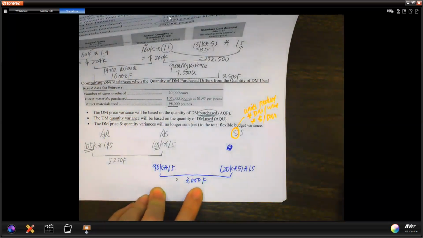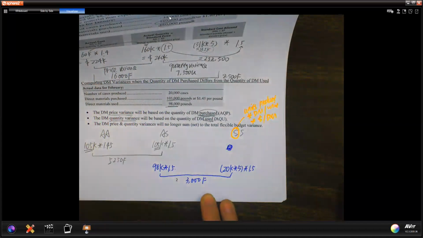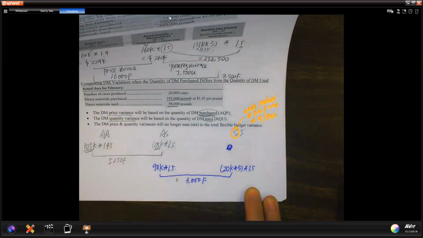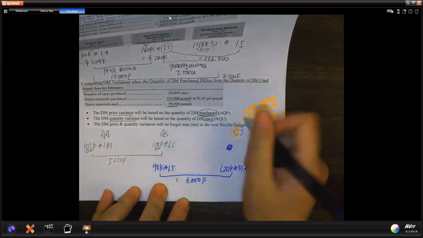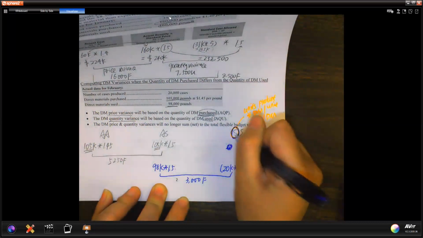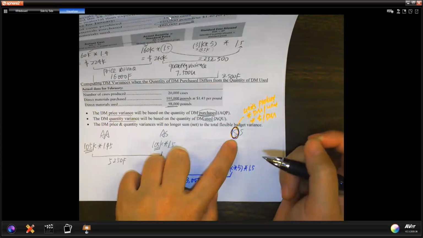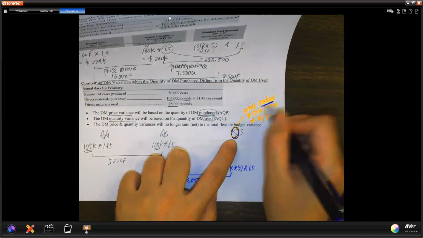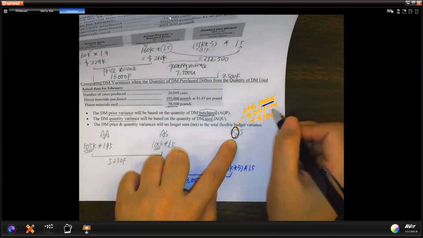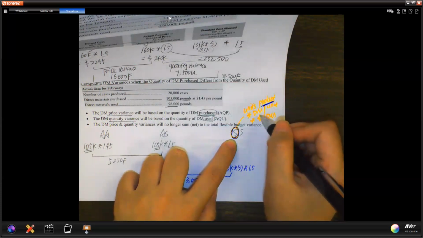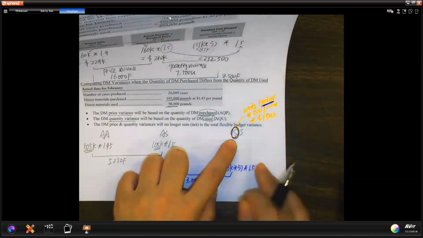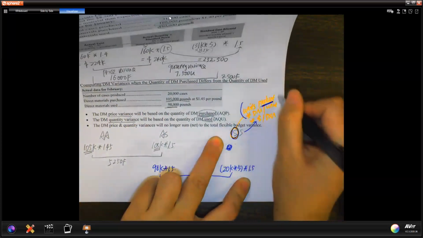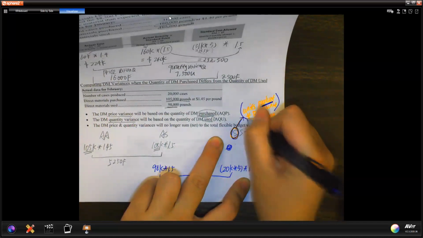It's 3,000 favorable. So basically, you have the price variance and then do the quantity variance separately. The key part is the standard quantity, the standard pounds of your direct material. It's the units you actually produced times the standard for each unit, how many standard direct material you should use, and then times the price. Okay, so those two are this one.